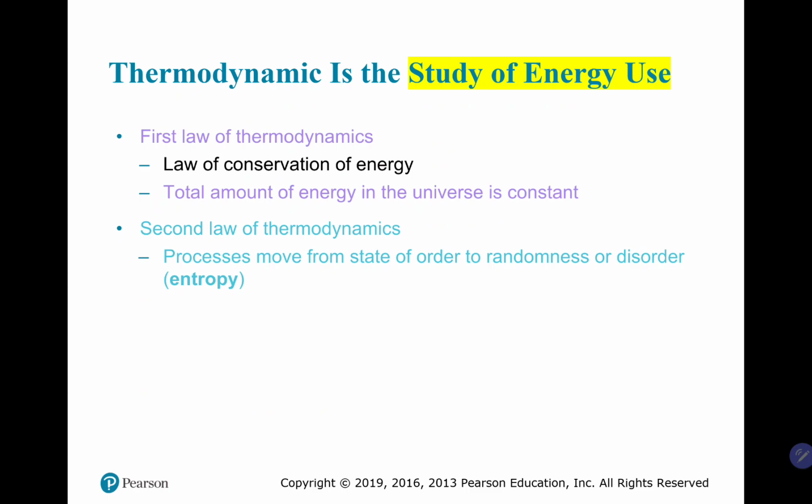When we're looking at thermodynamics, right? Thermodynamics is simply the study of how energy is used. The first law of thermodynamics is the law of conservation of energy. It states that the total amount of energy in the universe is constant, whereas the second law of thermodynamics is the law of disorder, basically the law of entropy, saying everything in the universe tends toward randomness or disorder. Disorder is also called entropy.